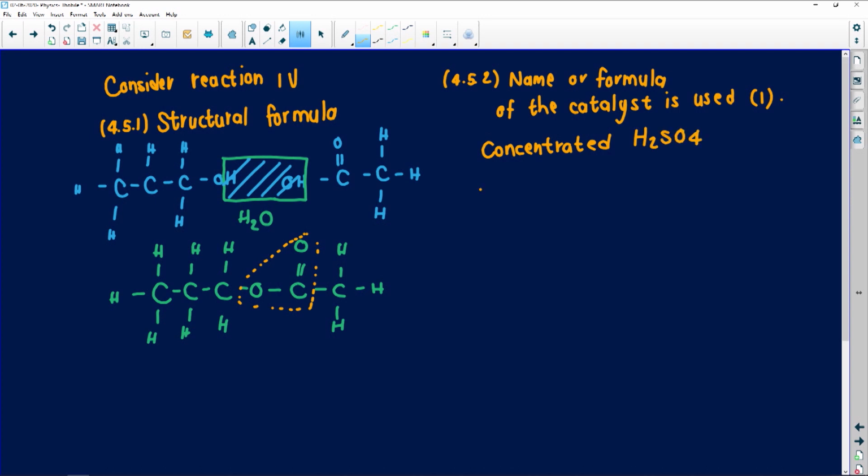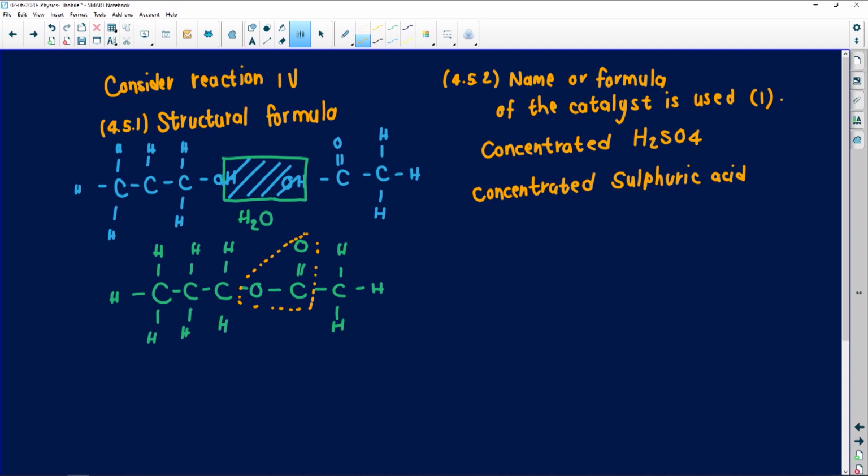H2SO4 is sulfuric acid. They said name or formula, so if you forgot that sulfuric acid is H2SO4, you could have said concentrated sulfuric acid. It is very important that you state that it's concentrated sulfuric acid and not diluted sulfuric acid. Remember when we did acids and bases, we spoke about how sulfuric acid is a corrosive acid and it will dissociate completely. However, in a reaction, if the acid is diluted or concentrated, it will work differently. So you must say it is concentrated sulfuric acid and then you would have gotten your 1 mark.